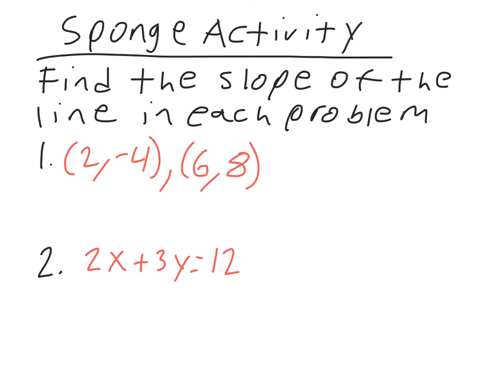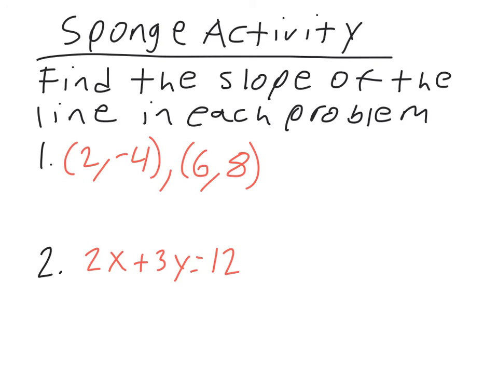Alright, so that's it for the lesson. Now we have the sponge activity. So once again, remember, to get full credit on the assignment, you have to do the sponge activity, both problems here. But if you get both problems right, you will get a bonus point on the next test as well. So, the sponge activity says, find the slope of the line in each problem. So in the first problem, I give you 2 points, and you have to find the slope of the line that goes through both points.